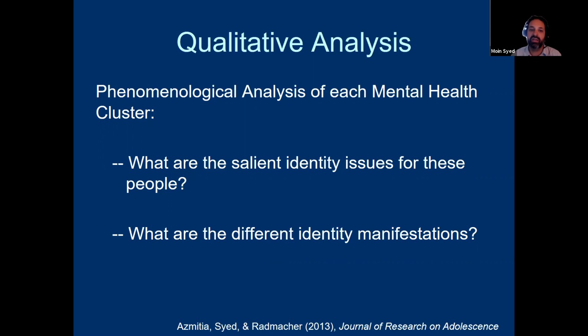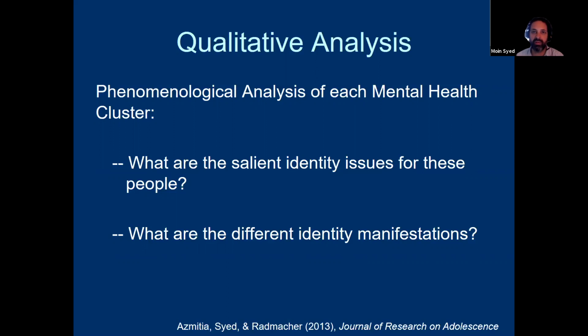What did it look like? So we came up with these cluster descriptions. We weren't doing individual level analysis, but rather just trying to say, here's what's going on in the world for these people. These are the salient identity issues. These are the different domains in which identity issues manifest, and so on.